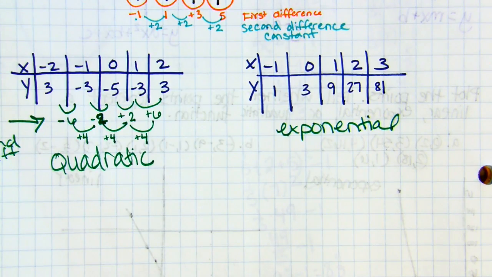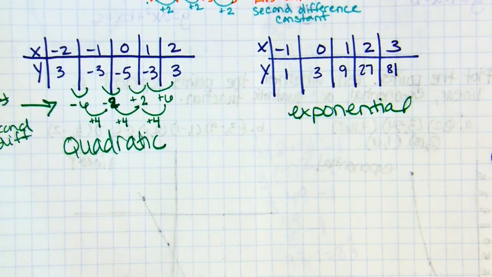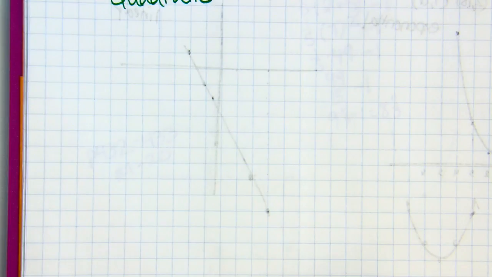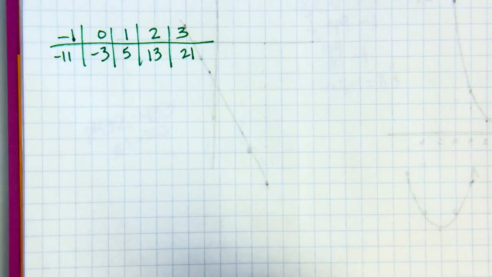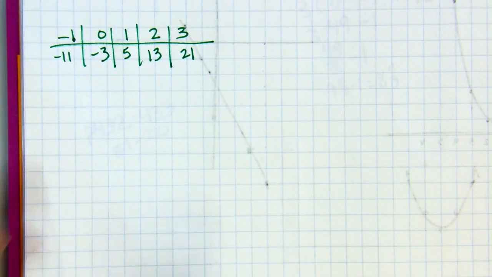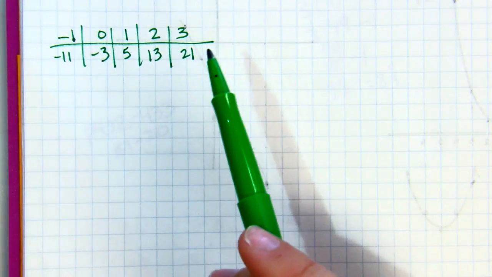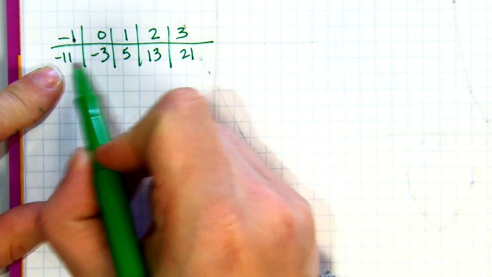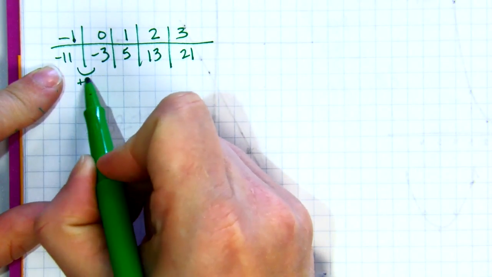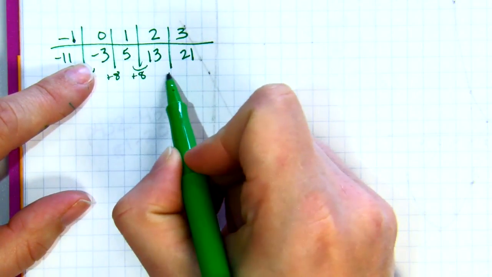We also, though, are going to have to write functions based on these. So let's get into that. So here I have a table of values. I want to write a function based on this table of values. So first I have to decide, am I using quadratic, exponential, or linear? To go from -11 to -3, that's adding 8. -3 to 5 is adding 8. Here's adding 8, adding 8.